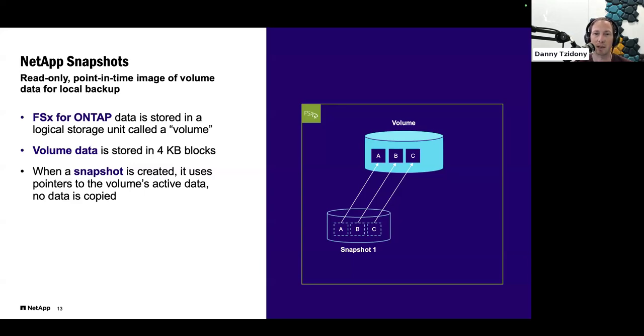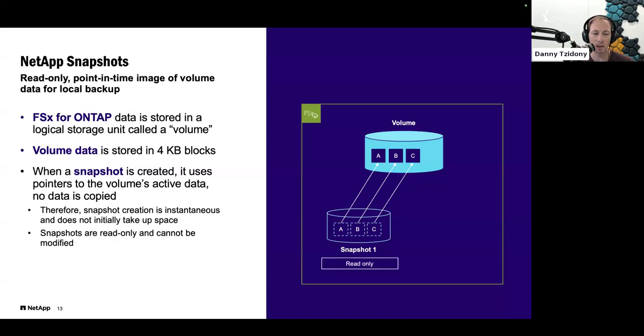The snapshots are typically kept locally, but we talked about the integration between AWS and NetApp. So the backup mechanism in AWS is AWS Backup, which essentially takes these local snapshots and stores them somewhere else on your cloud account, giving you a remote backup, which is not dependent on the file system itself. So the snapshot creation is instantaneous and does not initially take up space.